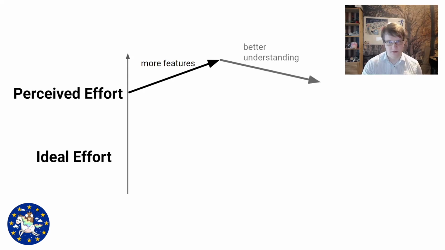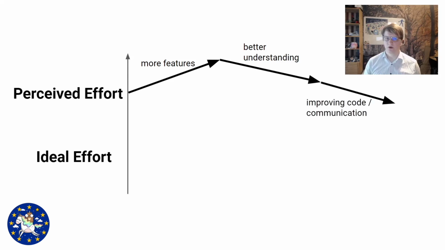But also, it decreases when we understand things better, because we understand how to make the change without having to read a lot of documentation. So maybe the amount of hours needed to complete the work is lessened. But also, when we improve the code or communication or any of the effort parts, we decrease the effort we need to do, or the perceived effort.